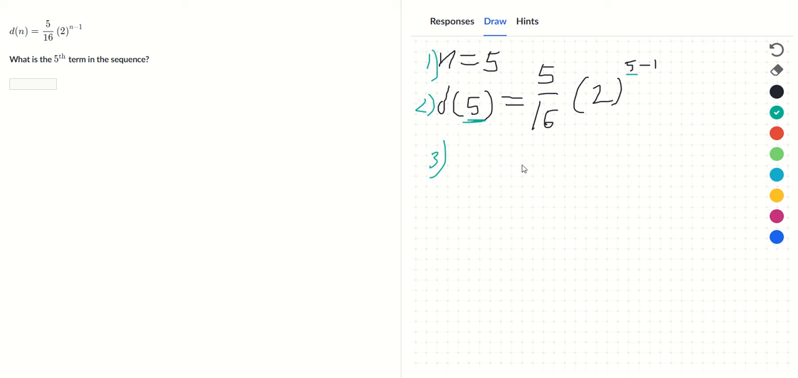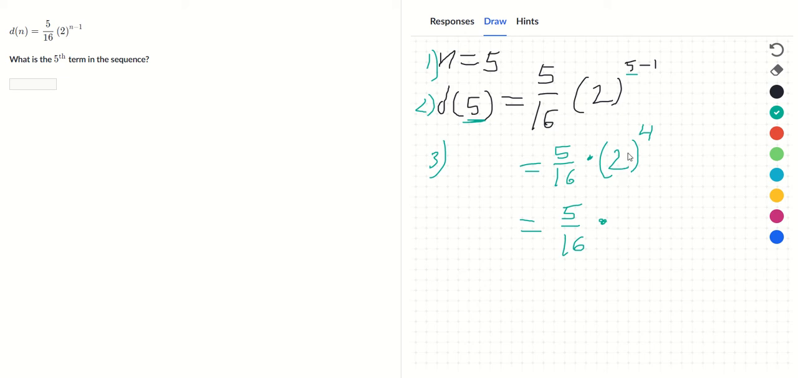So d of n, it's going to be on this side. So we're going to leave 5 over 16 alone for now. And we're going to leave 2 like that for now. And let's work on this. 5 minus 1 is 4. So that would be the first thing that you should do. The second thing, we're going to leave this as it is for now. And we're going to solve this.